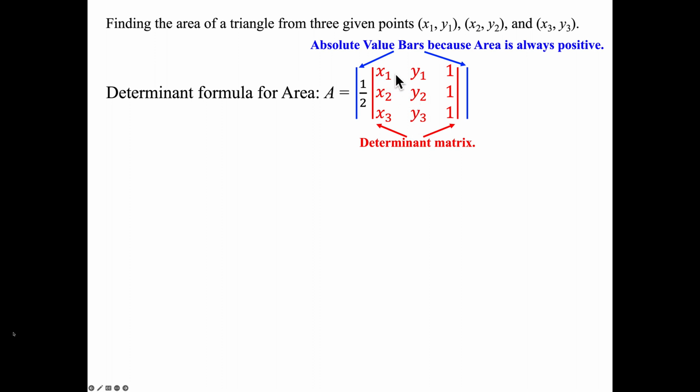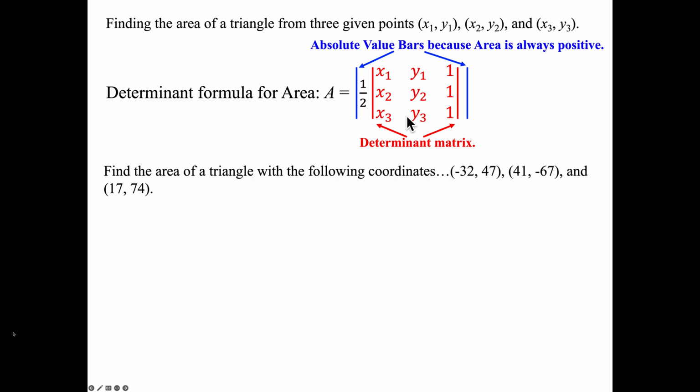So here's x sub 1, y sub 1. This is your first point. X sub 2, y sub 2. That's the second point. X sub 3, y sub 3. That's your third point. So let's say we're going to find the area of a triangle with the following coordinates: negative 32, 47, 41, negative 67, and 17, 74.